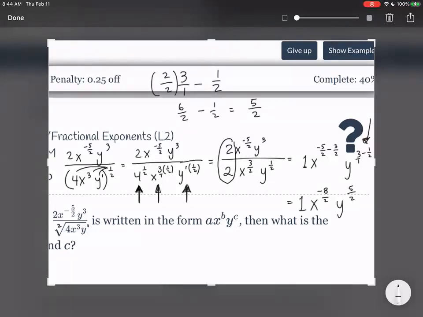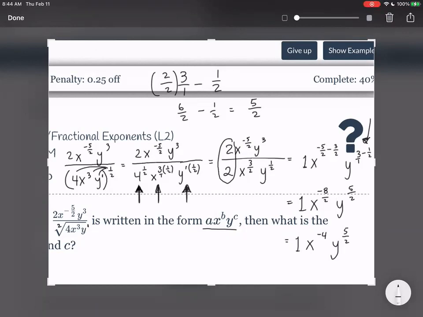Almost done. Let's simplify again. So 1, I'm just going to write it as a 1. X to the power of -8 over 2, that's simplifiable. -8 divided by 2 is just -4. And the y to the power of 5/2 is already simplified. So this would be our final a x to the power b, y to the power of c form.